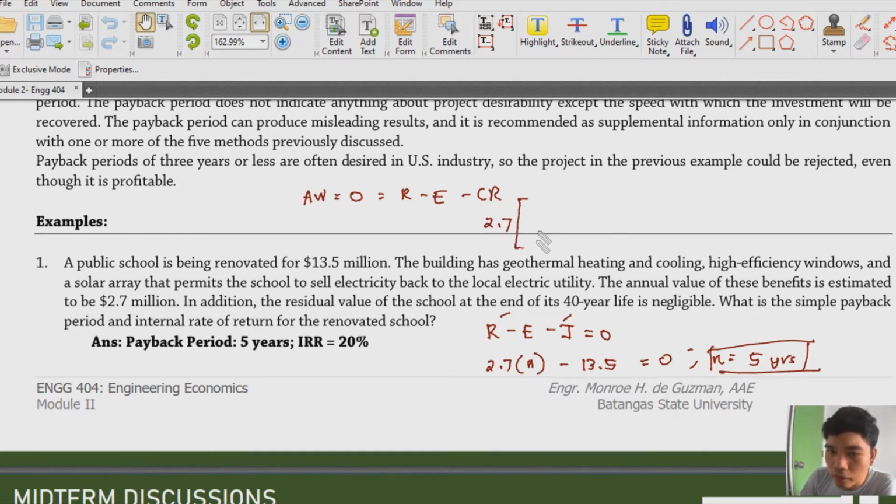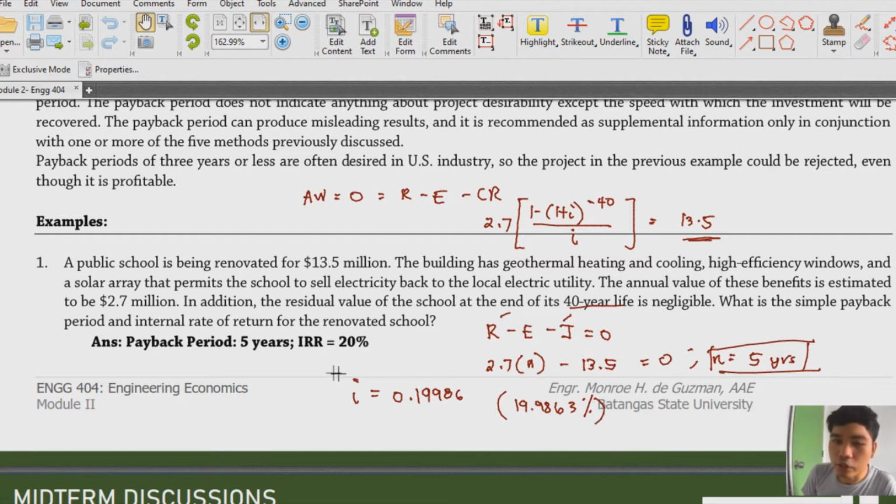So, by using the uniform annual series worth, that is 2.7 million, and then multiply by 1 minus (1 plus i) raised to negative 40, over i. That's your internal rate of interest. So, basically, ito yung 40-year life niya. And then, is equal to 13.5 million. So you have to make sure na you use the present worth kasi we're considering 13.5 is just the investment. So basically that's the present value, di ba? So with this, your i is equal to 0.19986, or basically 19.9863%. Okay, so that is your IRR.